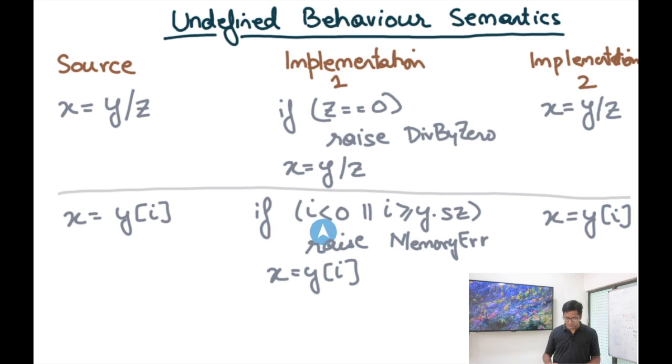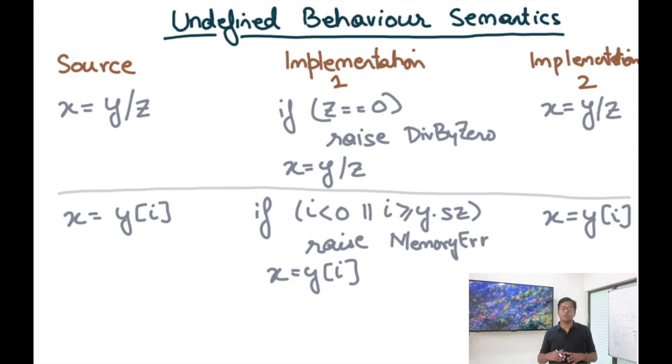So here's one implementation. The first implementation actually checks whether i is out of bounds or not. If i is less than 0 or i is greater than or equal to y.size, then you raise a memory error. Otherwise, you return the value. And another implementation doesn't care. It just says y[i], and it just adds i to the address of y and returns the result. And if i belonged to the valid range, it would return the correct result.